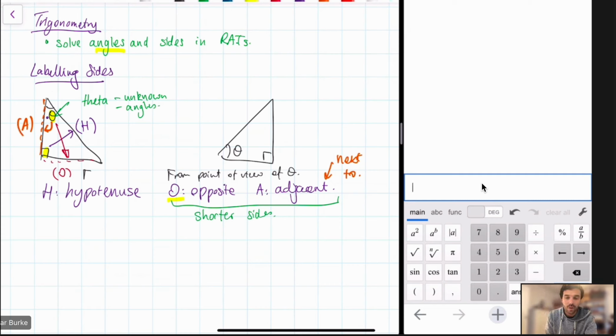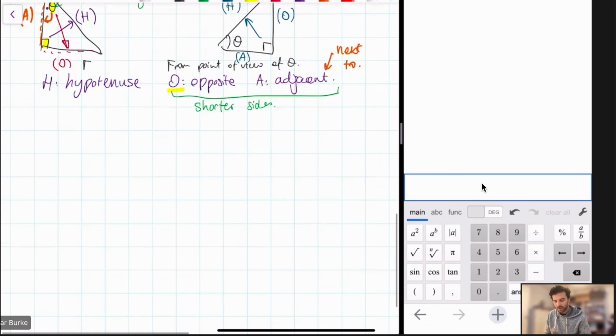What I'd like you to have a go at now is labeling this triangle over here. So press pause, do that, and then press play when you're ready to go. We're going to go through the answers now. So what you should have is H here, opposite the right. You should have O here and A here. Well done if you've got all of that. If you don't know how to do that, make sure you get on top of that first. Otherwise, trigonometry is very difficult without that skill.